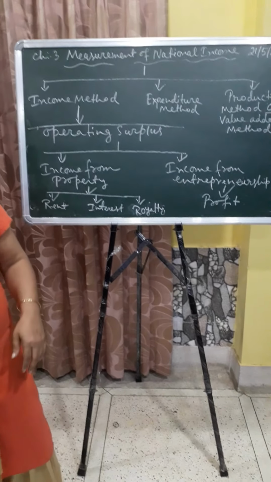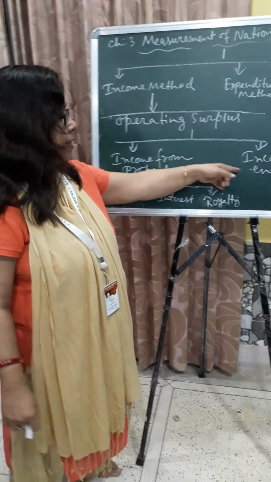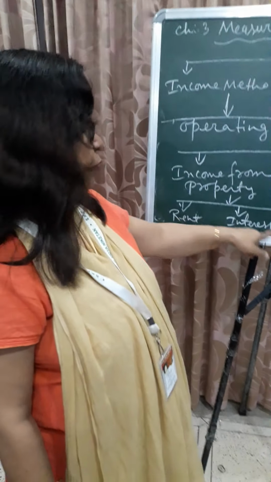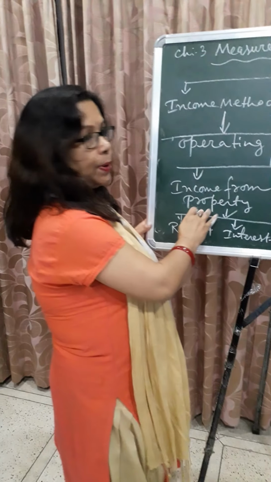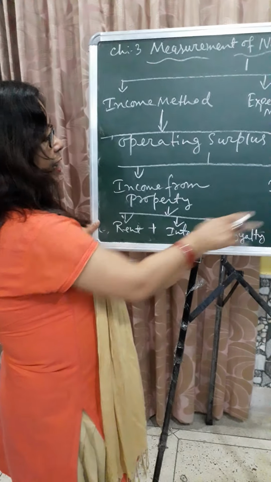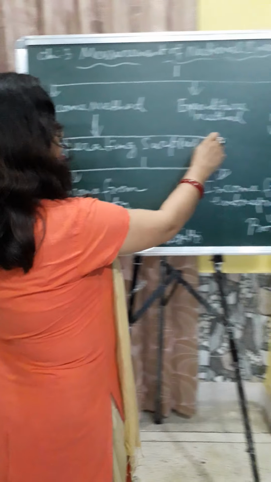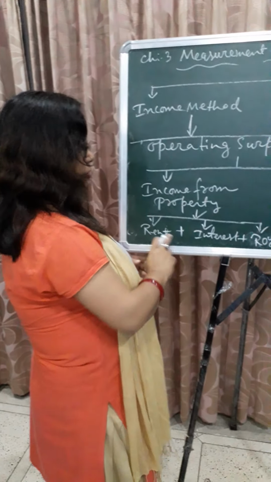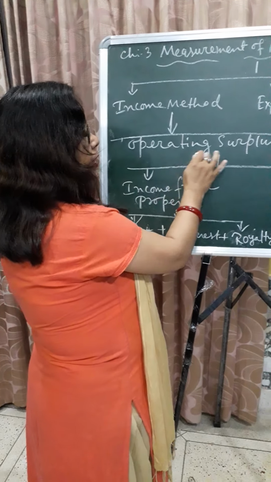Clear? So operating surplus has two elements: income from property and income from entrepreneurship. Income from property means rent, interest and royalty. When these three are added, we get the income from property, and income from entrepreneurship means profit. When these four elements are added, you get operating surplus: rent, interest, profit and royalty.